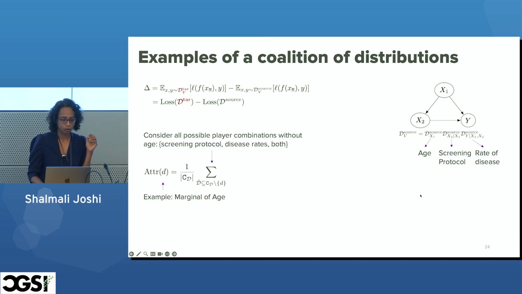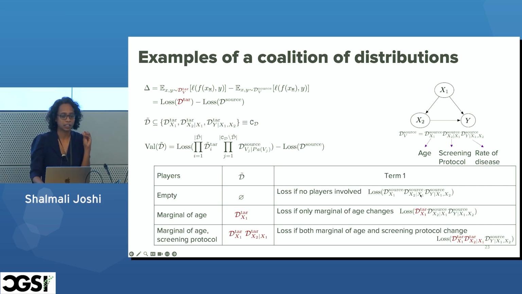And so the value of the coalition when you have an empty set is basically the change in loss going from the source to the target distribution. The value here for an empty subset will be 0 because everything is the same. Now let's say you have a hypothesis that only the marginal distribution of age has changed, in which case you'll compare the source loss to the loss where only the marginal of age is set to the target distribution and everything else is set to the source.